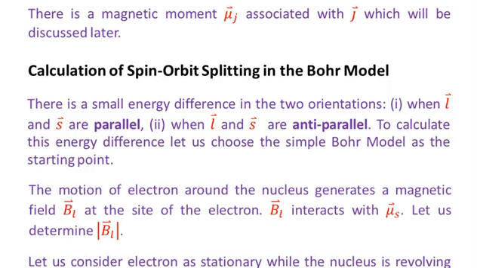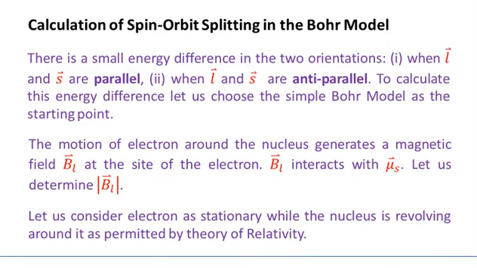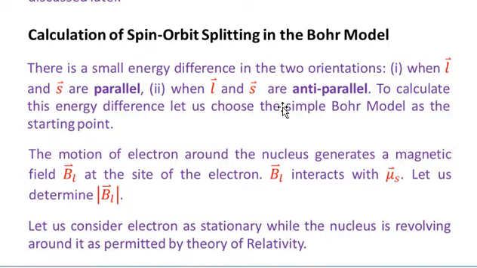Now, calculation of the spin orbit splitting. So far we have discussed the spin magnetic moment mu s and the orbital magnetic moment mu l. They can interact with each other to form the total magnetic moment mu J. And similarly, the spin angular momentum and the orbital angular momentum can also interact with each other, and they form the total angular momentum J of the atom.